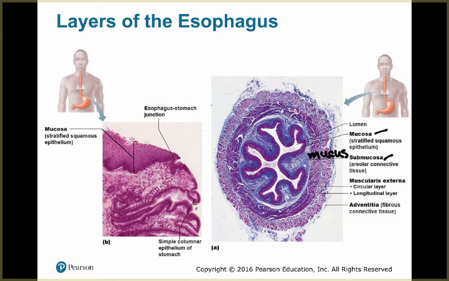Then, of course, you have the muscularis externa. And this is what helps with the movement of the bolus throughout. And here, instead of the serosa, you have the adventitia. And this is just more robust. And so those give you the different layers of the esophagus.